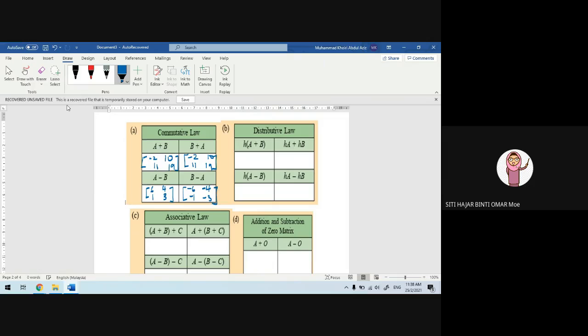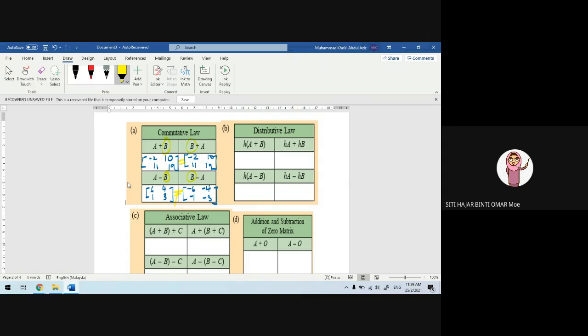Okay, now we will discuss commutative law. So as you can see here, for addition, the answer is the same for left hand side and right hand side. Means that when we change the place of B, the answer is still the same. For subtraction, when you change the place of B, the answer is not the same. Okay?